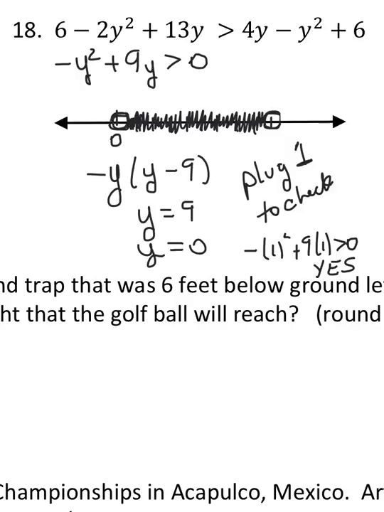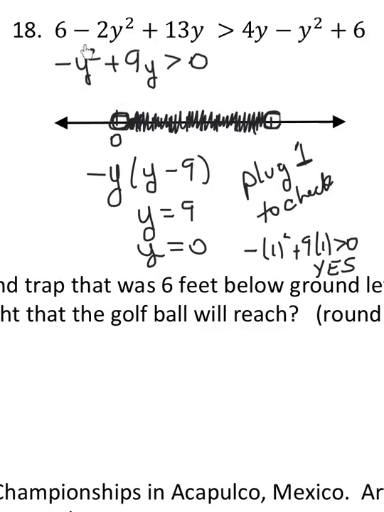Okay, so the first thing I did was rearrange this by moving all of the terms on the right side of my inequality over to the left side. So I first added a y squared to my negative 2y squared. I added 1. That gave me a negative y squared. I then subtracted 4y from 13y. That gave me 9y. And then I subtracted this 6 from this 6 and got 0. So what I ended up with was this negative y squared plus 9y.